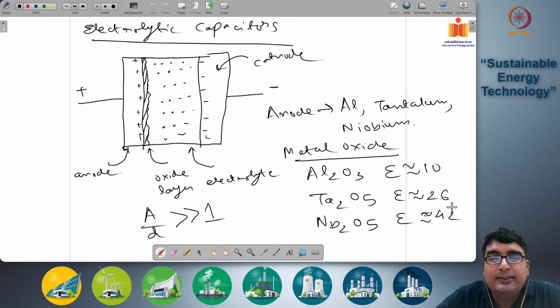We saw that because of the high dielectric constant as well as the high A by D ratio, the contact area versus dielectric thickness ratio is very large, because the oxide layer is quite thin, in the order of maybe a millimeter or half a millimeter, and because the oxide layer is rough, the contact area is larger and the thickness is smaller, so the A by D ratio is very large, and that creates higher capacitance values for these electrolytic capacitors.